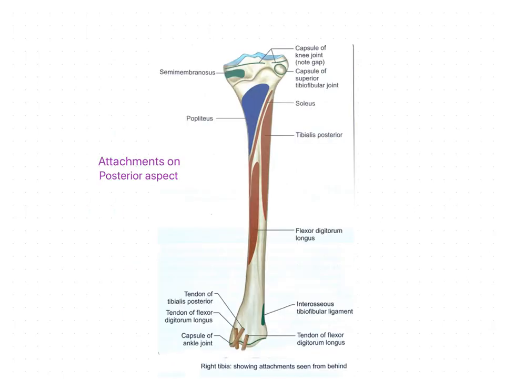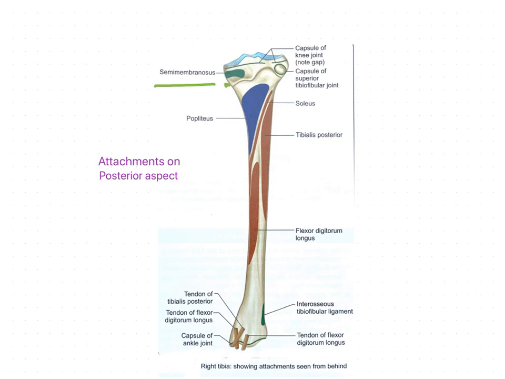Now we will see from the upper end to the lower end. In the upper end, it gives attachment to the semimembranosus. The semimembranosus muscle is inserted into the posterior and medial aspects of the medial condyle. If you see on the upper end itself, it is giving attachment to capsules.